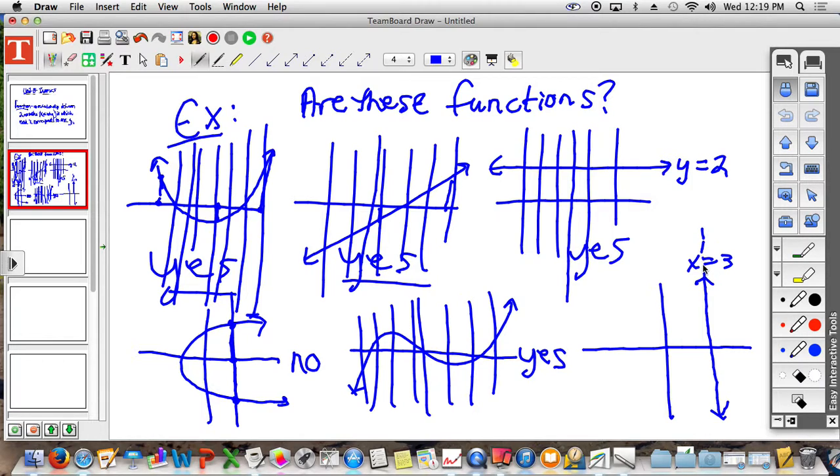If I drew a vertical line right here, would it touch the graph in more than one spot? Yes. How many times does it touch it? An infinite number of times. Is it a function? No. It is not a function. If it touches in more than one spot, it is not a function. A vertical line is not considered a function.